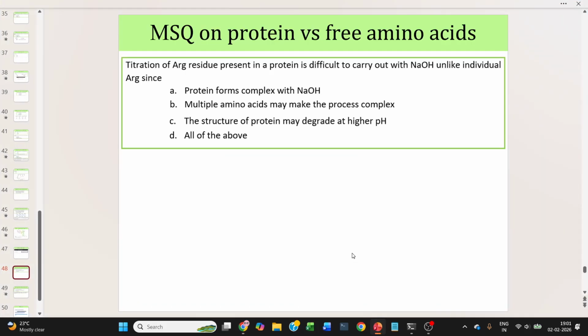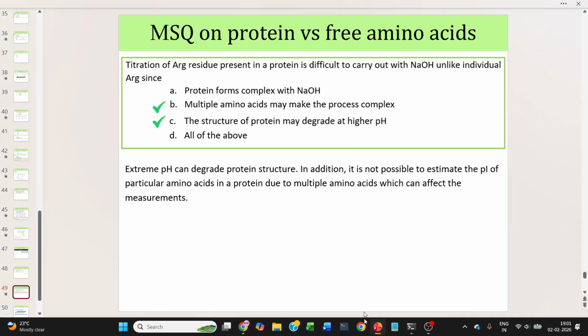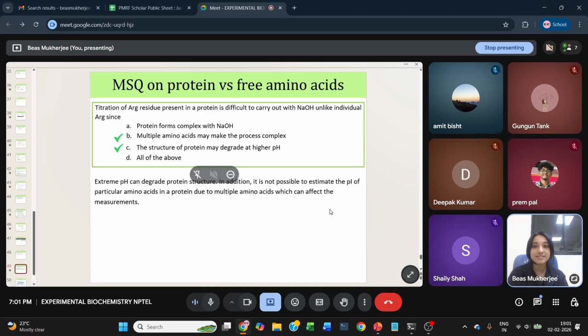Okay, so we look at the right answer. So B and C would be the right answer. Extreme pH can degrade the protein structure. In addition, it is not possible to estimate the pI of particular amino acids, because a protein has multiple amino acids which can affect the measurement.